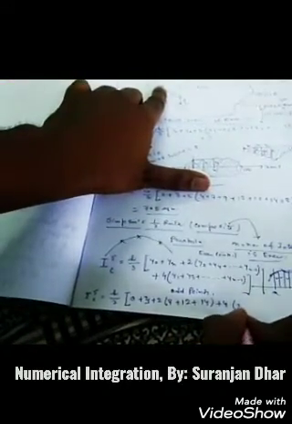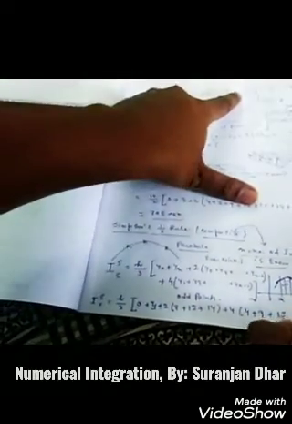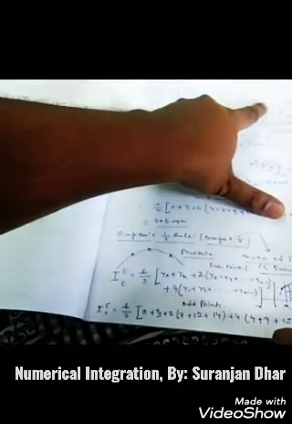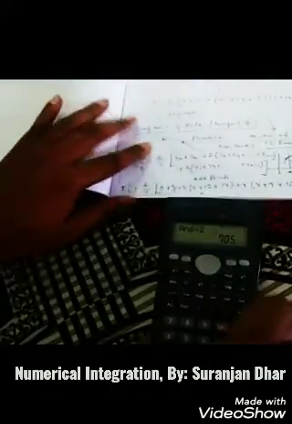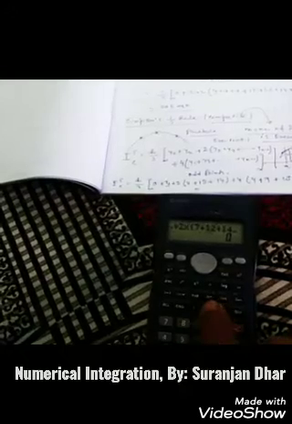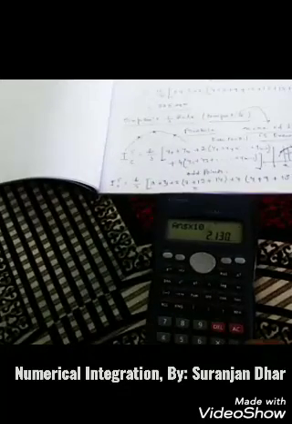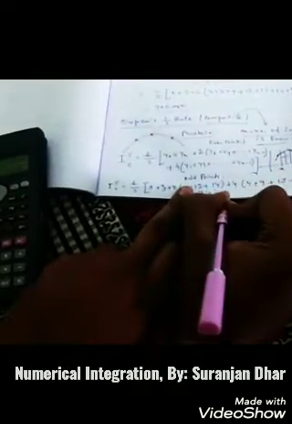Odd points mean y1, y3, y5 and y7. After that it is very easy: 4 into (4 plus 9 plus 15 plus 8) plus 2 into (7 plus 12 plus 14) plus 3, into 10, divided by 3, gives 710. So it is 710 square meter.